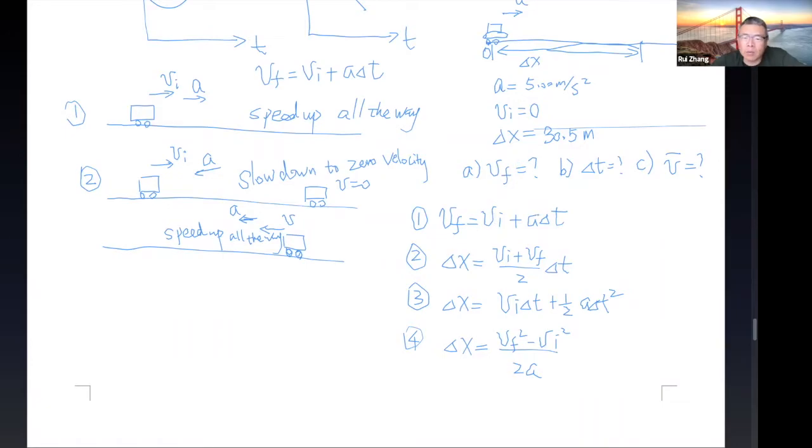As I said, there's normally more than one way to do it, but normally there is a shortest path to connect these together, okay? So based on what you see here, which one should we use to solve for VF? Given A, VI, and delta X, which is the best formula to use? You can send me a message telling me your choice.